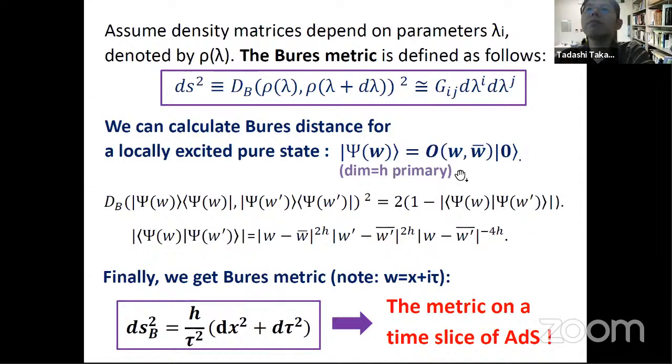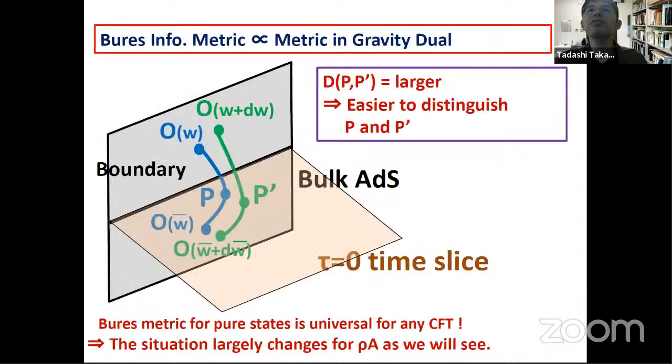If we talk about this single excitation of just this pure state, then we get a nice, very simple Bures metric after calculation of the two-point function, which is universal. We get just this very simple result, and this precisely agrees with the time slice metric of AdS3. So this is nice, but actually this is too good, right?